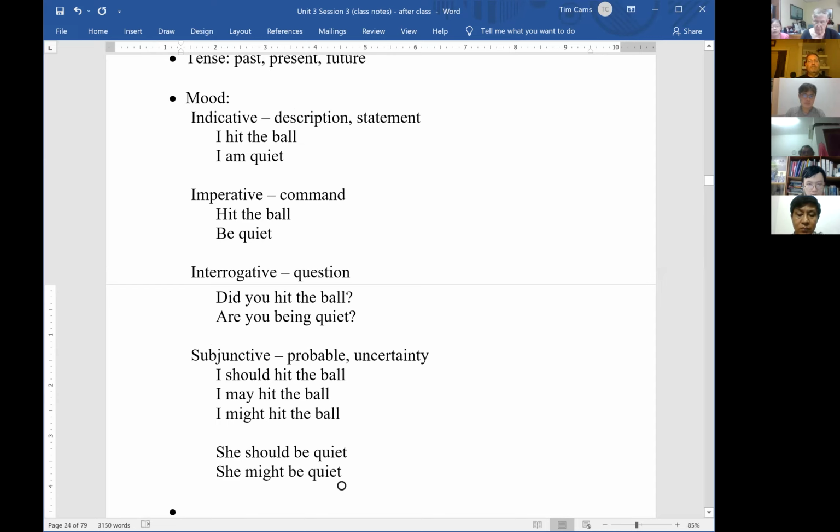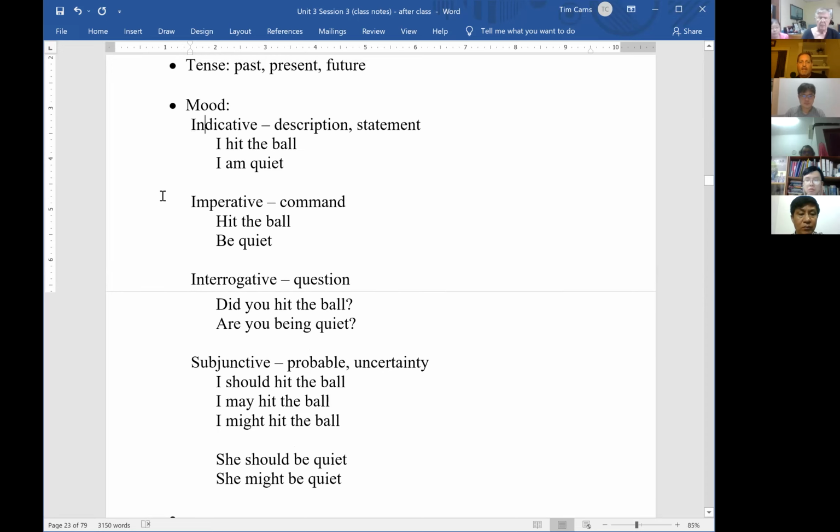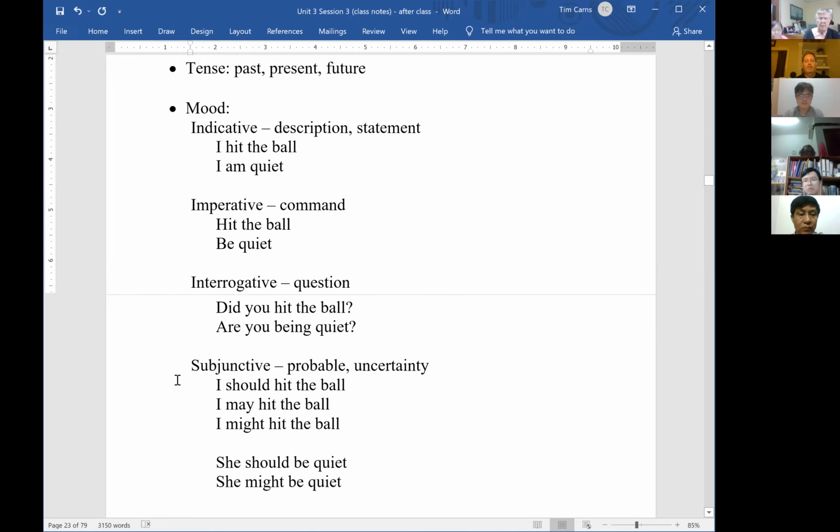All right. Now there's a fifth mood. It's conditional, but we won't cover that really. We'll focus on these four moods. So verbs have not only a tense, they also have a mood to them. Okay. So it's the manner in which the action is being presented.